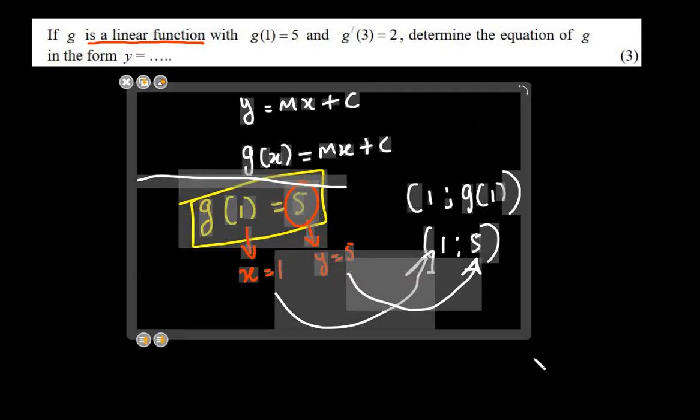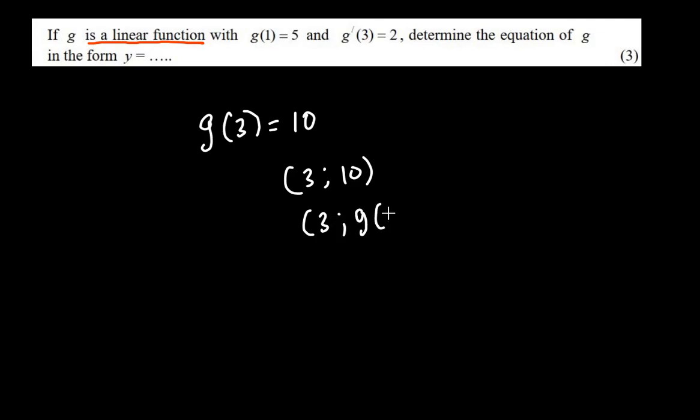I think I should even make more examples so that this sinks in. If I give you g of 3 is equal to 10, you must know that this means x is 3 and y is 10. This can also be written as (3, g of 3). When do I write g of 3? When I do not know the value of g of 3. But if I know that g of 3 is 10, then I'm going to write (3, 10).